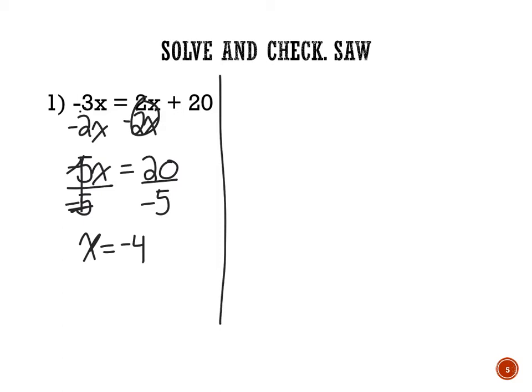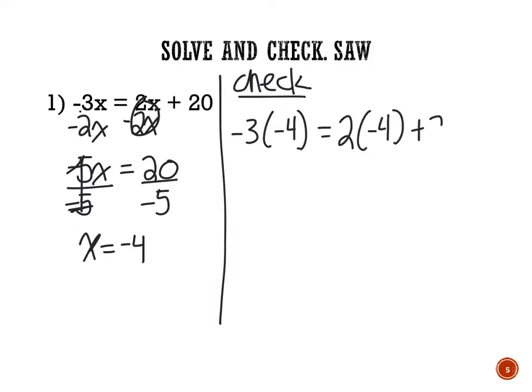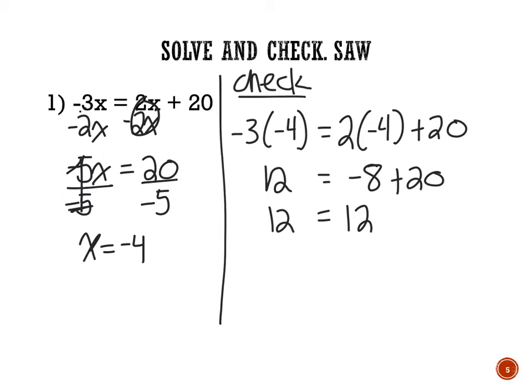To check my problem, you're going to put negative 4 in place of my x. So negative 3 times negative 4 equals 2 times negative 4 plus 20. Negative 3 times negative 4 equals 12. 2 times negative 4 equals negative 8, plus 20. Negative 8 plus 20 equals 12. Both sides of my equation equal the same number, 12, so x equals negative 4.